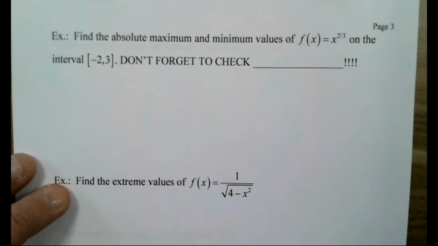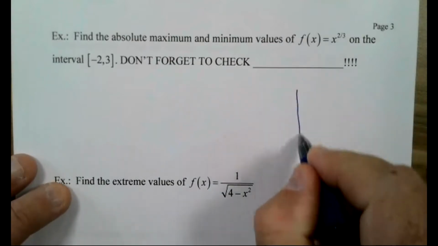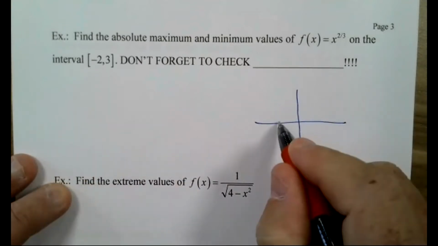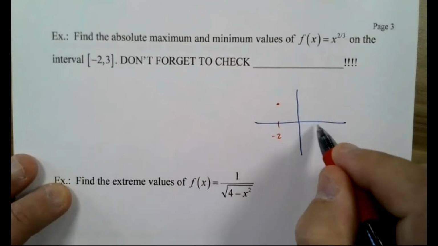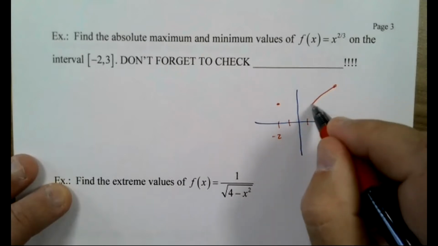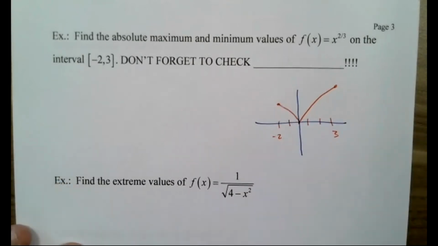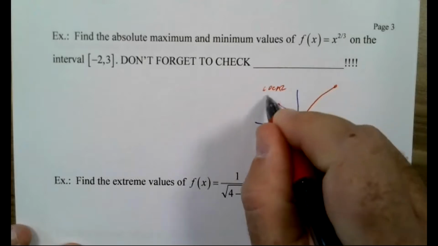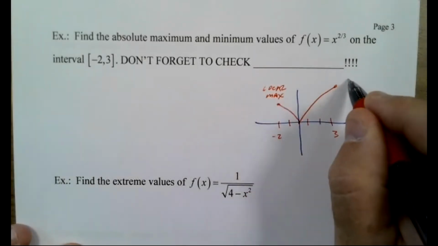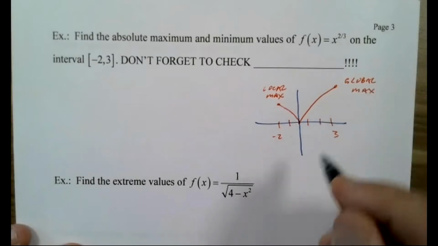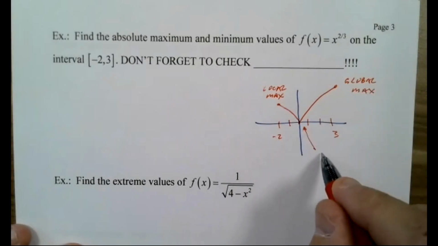To find the min and max values of this, now I'm just going to graph it on a calculator. Be careful, we got an interval here. So we're going to have something like this. And this is going to be our local max. It's going to be our global or absolute max. And this is going to be our global min.